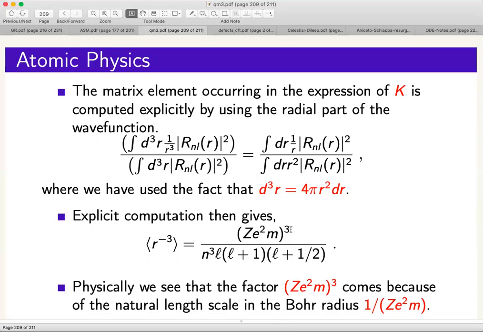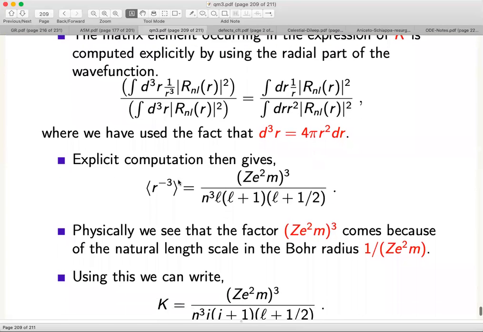That explains why you get (Z e squared m) cube here, because the Bohr radius is proportional to 1 over Z e squared m. So this quantity is basically proportional to the third power of the inverse Bohr radius, and that's why you have (Z e squared m) cube sitting in the numerator. Other pieces are of course dimensionless, and to get those right, you actually need to do this computation. The only thing that we could have safely determined would have been this factor. The proportionality requires explicit computation.